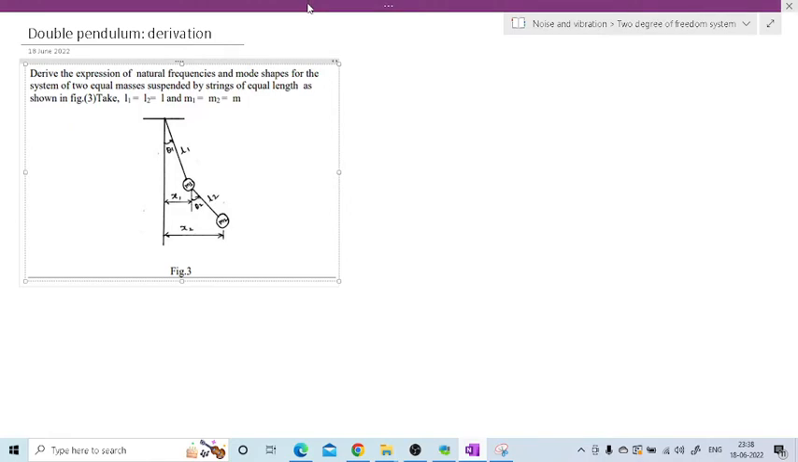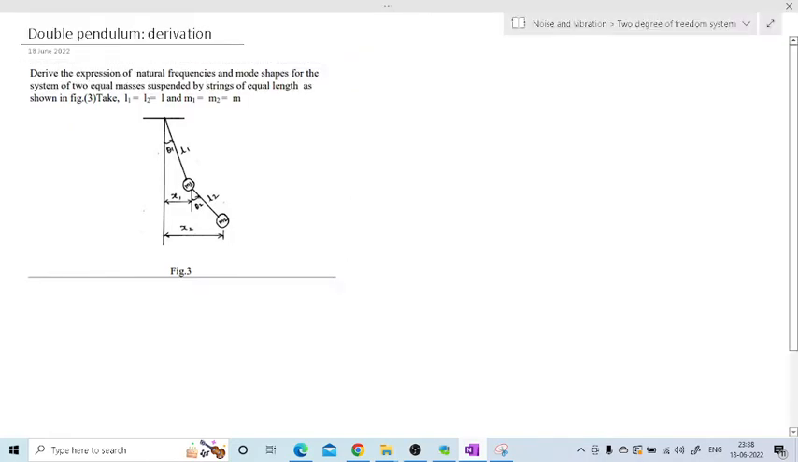So they have given one special case that the length of the first one and the second one is the same. Along with their length, also given that the masses are the same. So here you can see L1 is equal to L2 is equal to L, and M1 is equal to M2 is equal to M. Now consider the second mass with the displacement of x2, then the displacement of mass M1 is x1.